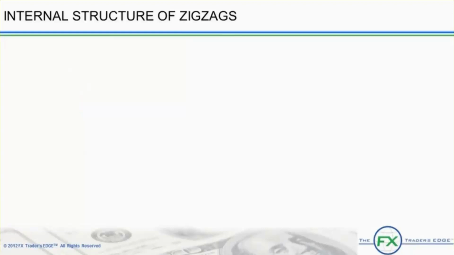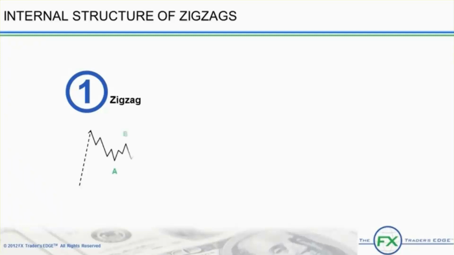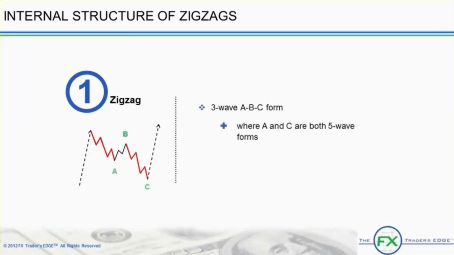The internal structure of zigzags. The zigzag has a three-wave ABC form, where A and C are both five-wave forms, separated by B, which is a three-wave form. This corrective sequence trades as an impulsive, corrective, impulsive sequence.